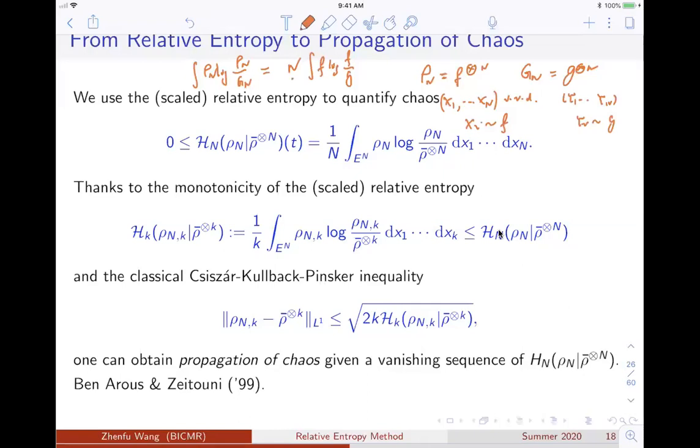So in order to bring everything to order one, we need to do the normalization. Otherwise this quantity might be large. But you still have the propagation of chaos result, so the particle system will still be approximated by PDEs, even though rho n and Gn are actually far apart. So we use the scaled relative entropy.